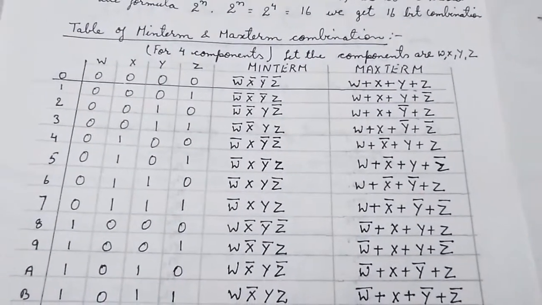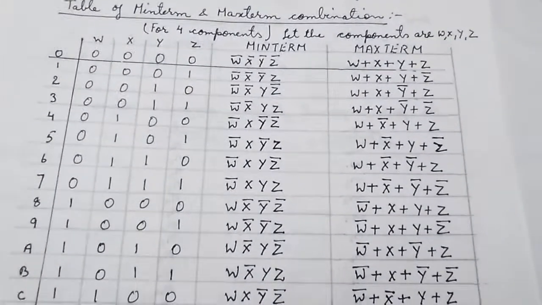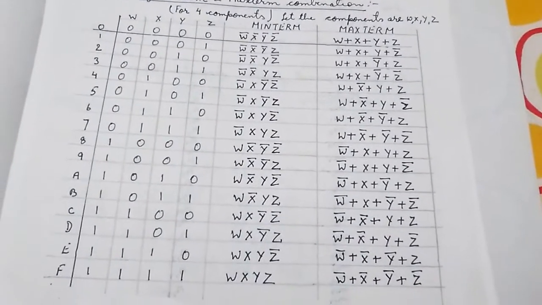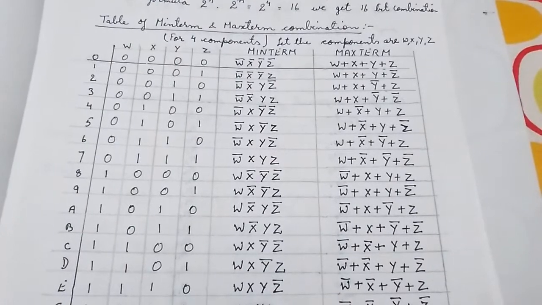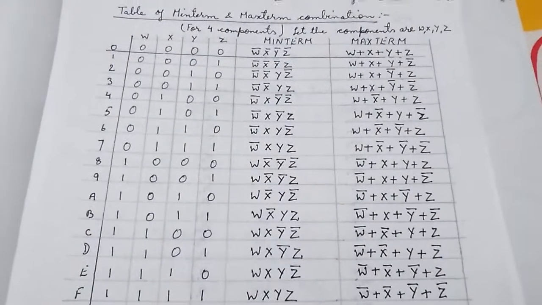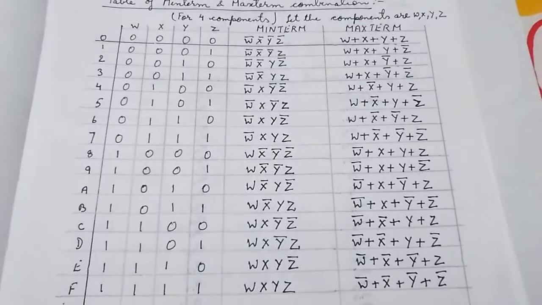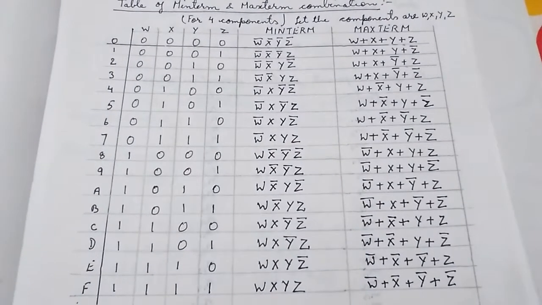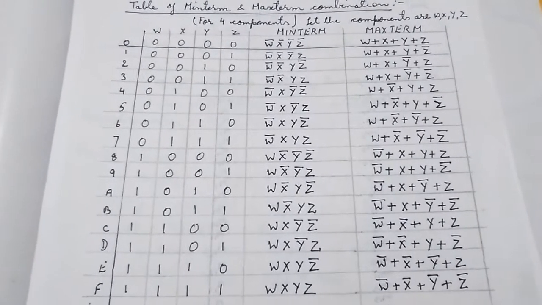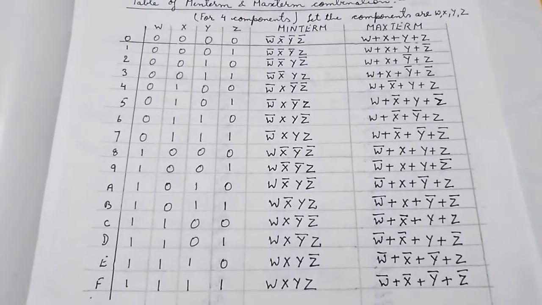Otherwise, there is a maximum chance of getting it wrong, and you will do it wrong in your exam also. So this table is very important. You must go through each and every combination of this table in order to understand all the unique combinations. You can see the last F, which is having 1, 1, 1, 1. So all 1s in min term is w, x, y, z, and in max term, w bar, x bar, y bar, z bar, which is having plus in between.